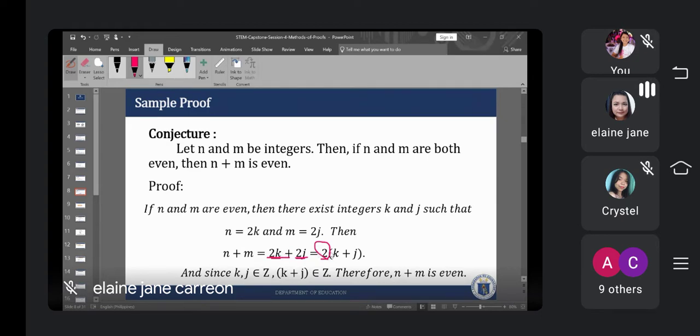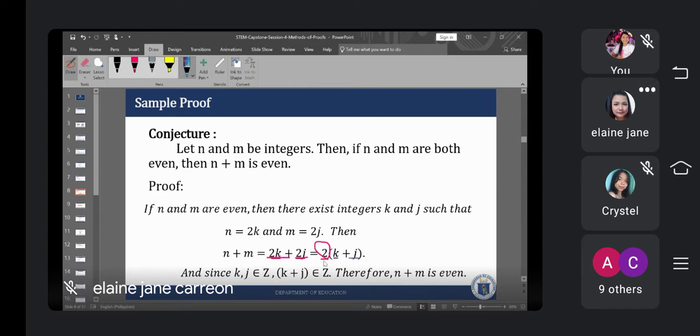2k divided by 2 equals k. Ito yun, k. And then, 2j divided by 2 equals j. So, nilabas natin si 2. And this 2k plus 2j is also equivalent to 2 times the quantity k plus j. Pareho lang yan kasi pag dinistribute mo si 2, magiging 2k plus 2j din siya.